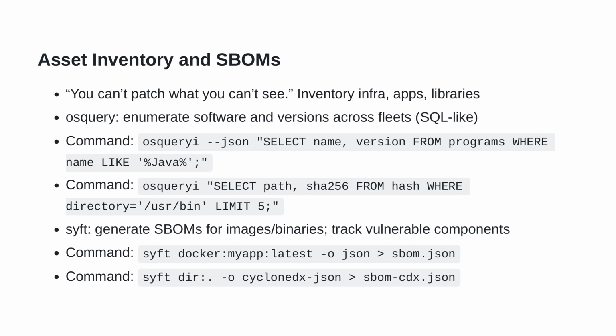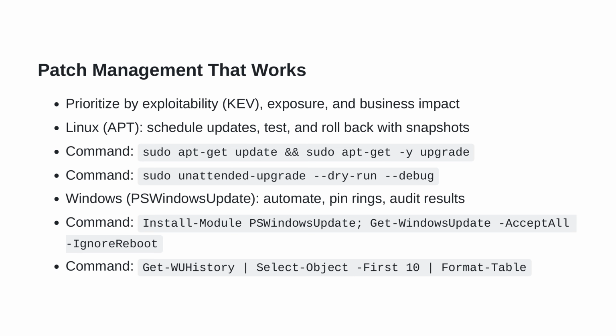This lets you track vulnerable packages inside images and directories and standardize the output for tooling. Command: syft docker:myApp:latest -o json > sbom.json. Command: syft dir:. -o cyclonedx-json > sbom-cdx.json. Automate these inventories on a schedule and centralize the output so you can quickly map assets and components to known CVEs and take action. Patch management that works starts with smart prioritization.